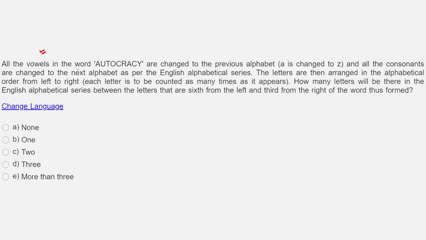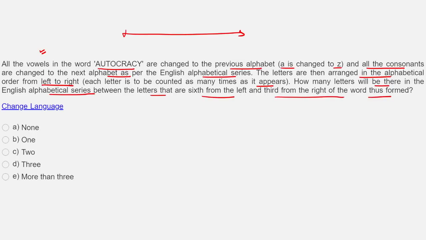What is given? All the vowels of the word autocracy are changed to previous alphabet, like A is basically changed to Z and similarly. And all the consonants are changed to the next alphabet as per the English alphabetical series. The letters are then arranged in alphabetical order from left to right. So we have to arrange alphabetically from left to right. Each letter is to be counted as many times as it appears. How many letters will be there in the English alphabetical series between the letters that are 6th from left and 3rd from the right of the word thus formed? Total how many are there?